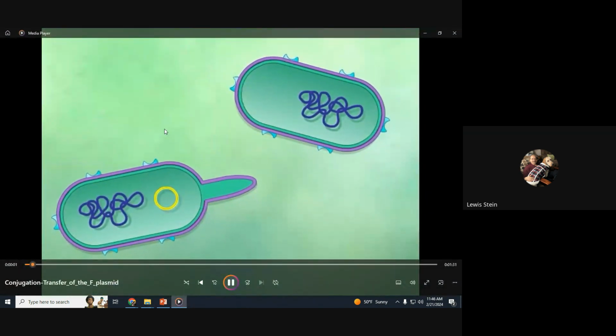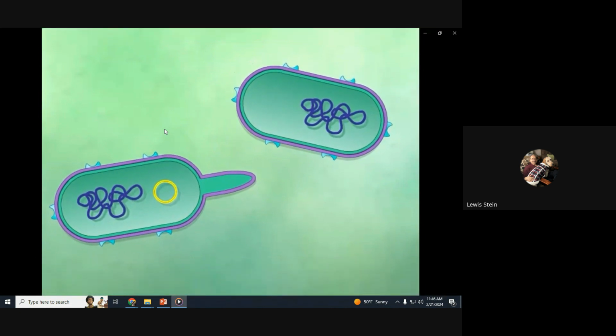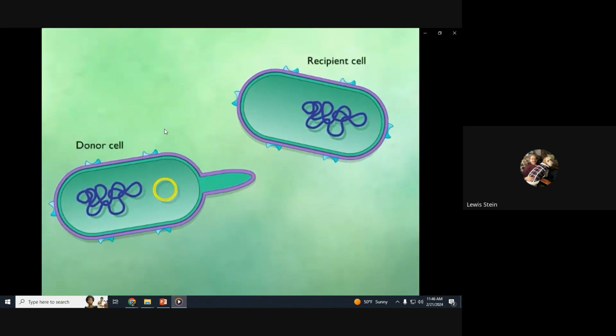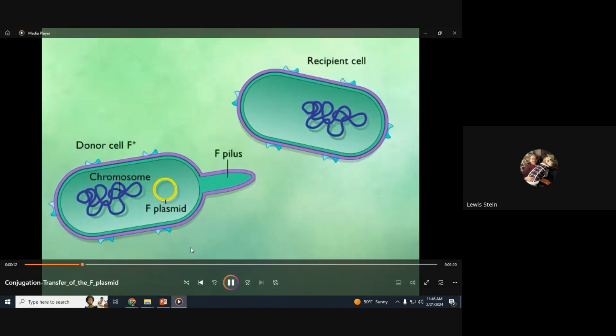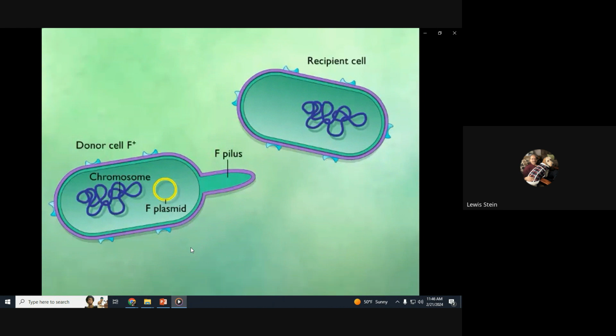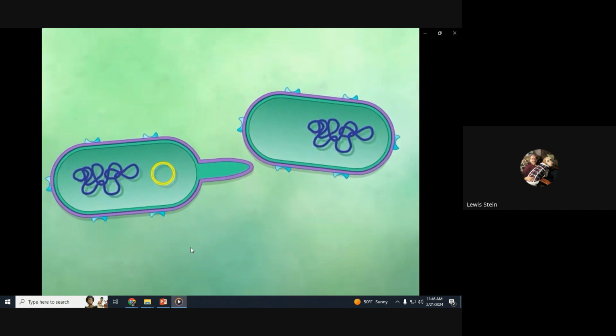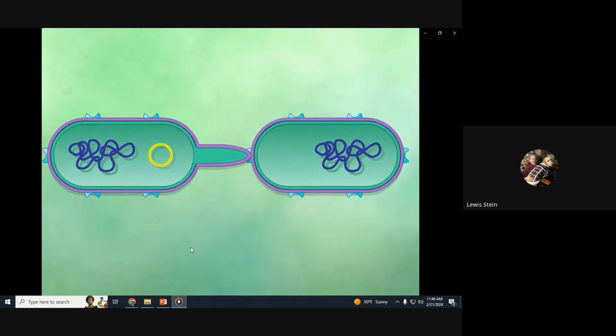Conjugation is a mechanism of gene transfer that requires direct contact between donor and recipient cells. F plus cells carry the F plasmid, enabling it to make an F pilus and act as a genetic donor. Recipient cells that lack an F plasmid are referred to as F minus. The F plasmid encodes for the F pilus, a protein appendage that attaches the donor to the recipient cell. The first step in plasmid transfer is contact between the donor and the recipient. The F pilus of the donor cell recognizes and binds to specific receptor sites on the cell wall of the recipient cell.